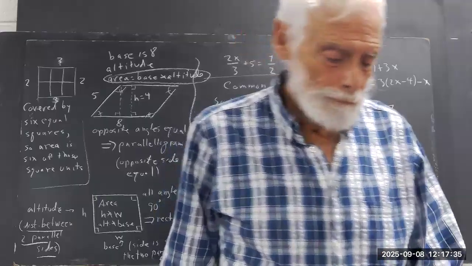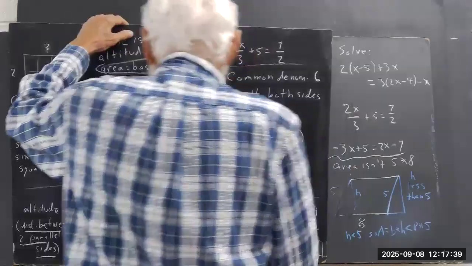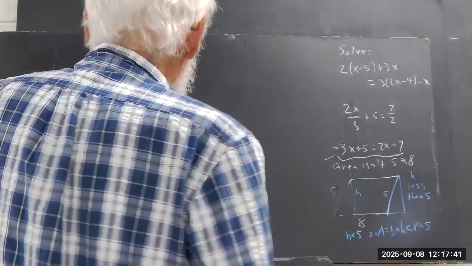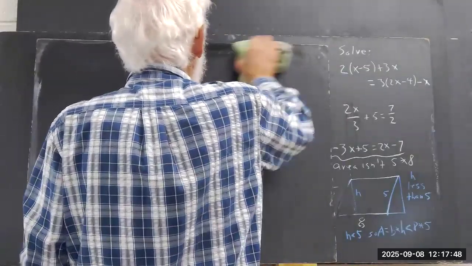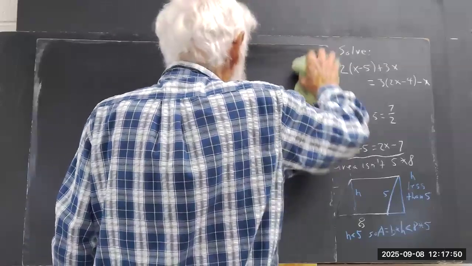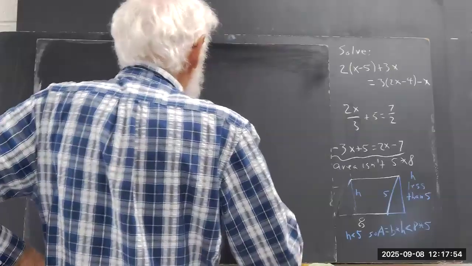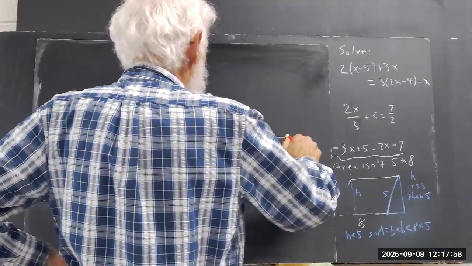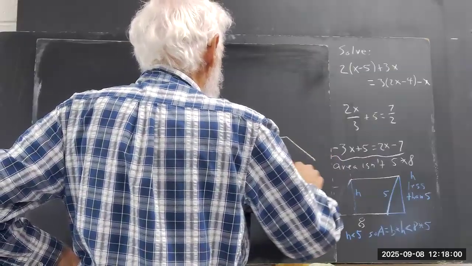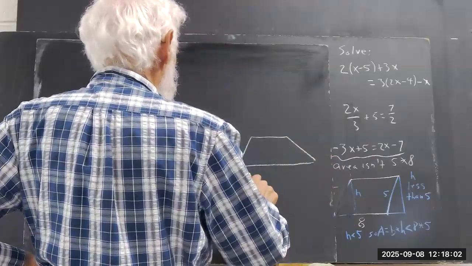Now, there are other figures that we need to look at. And there are pictures that you want to be able to break down into combinations of basic shapes, but we're just going to look at the basic shapes, okay? Another basic shape is a trapezoid.